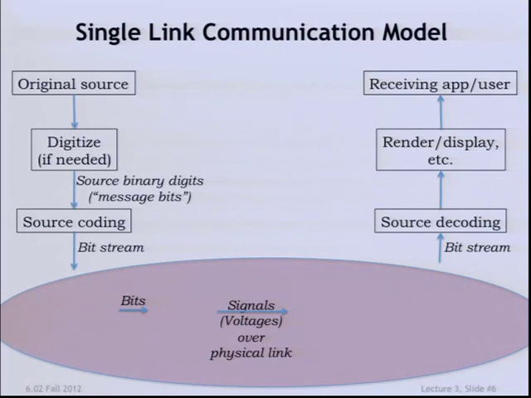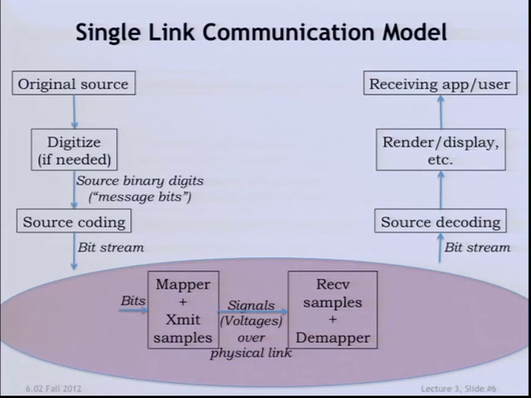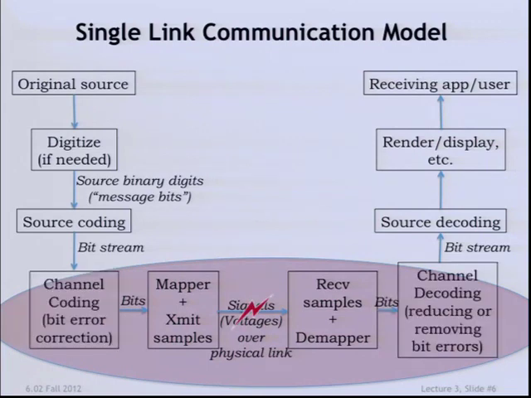But the quantities you see in the physical medium we'll refer to as signals. You need some way to map the bits to the signals. You've got a bit sequence. You need to convert it to a continuous time waveform in some fashion, and then at the other end recover the bit stream. And you might do that by some sampling and processing and then a translation process back.